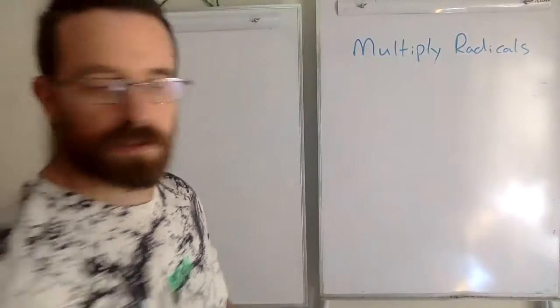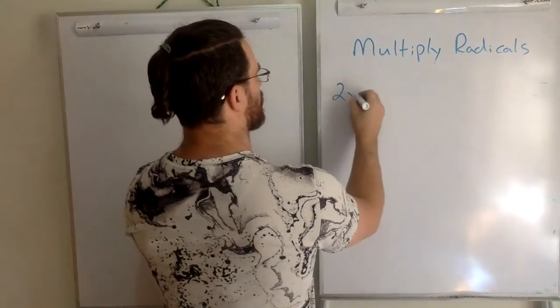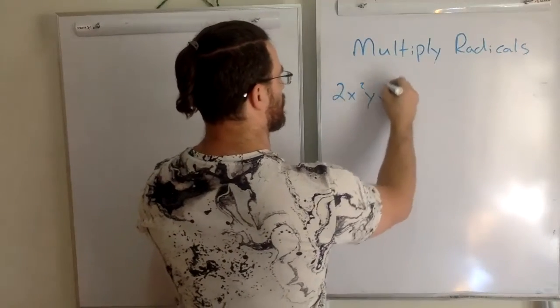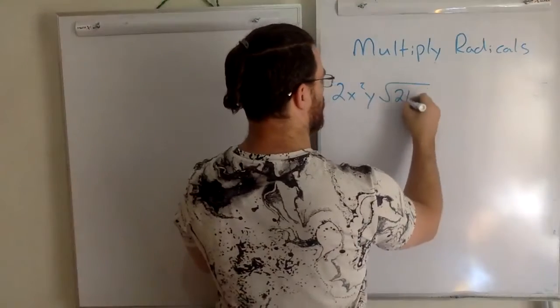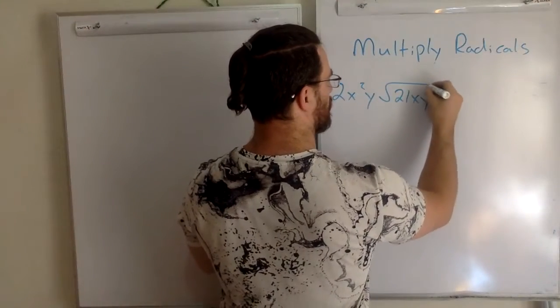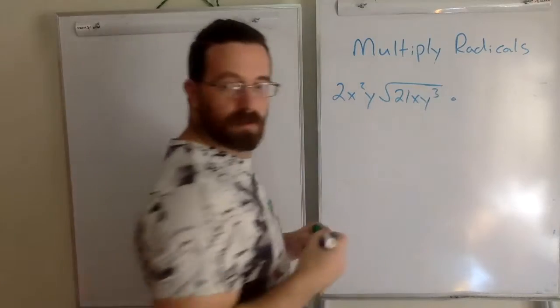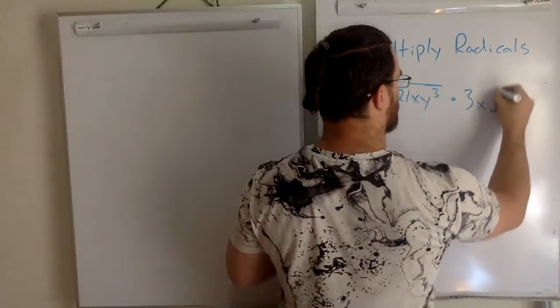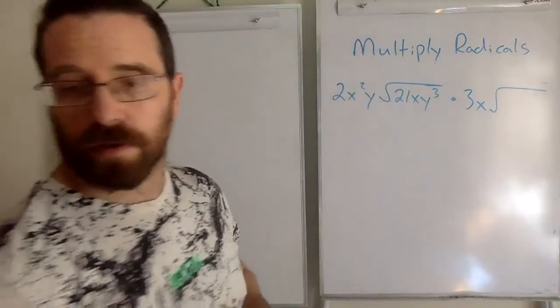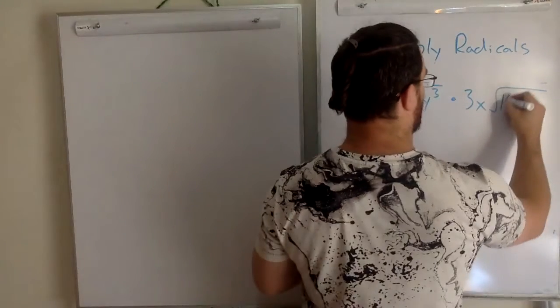So let's say I've got 2x squared y radical 21xy cubed times 3x radical 14xy squared.